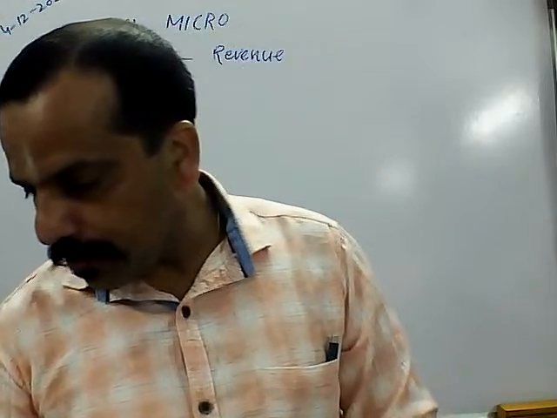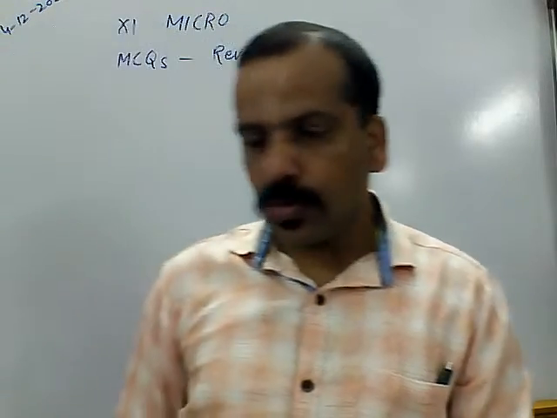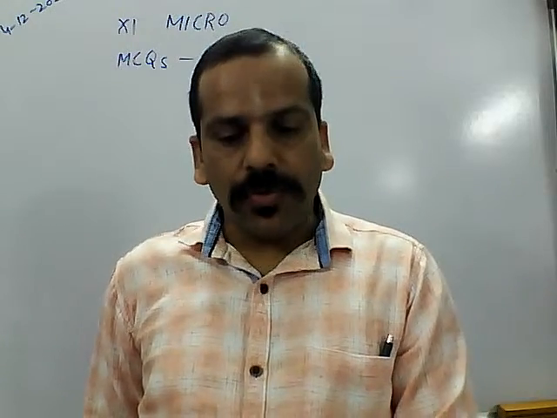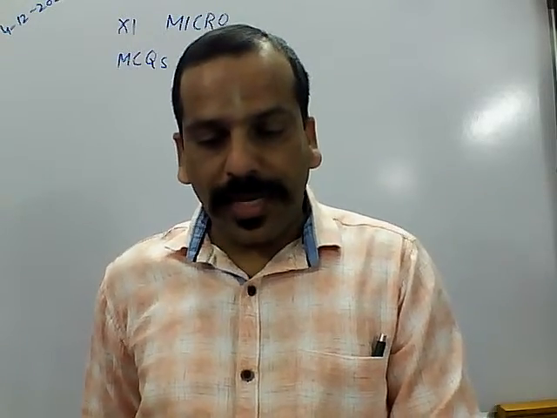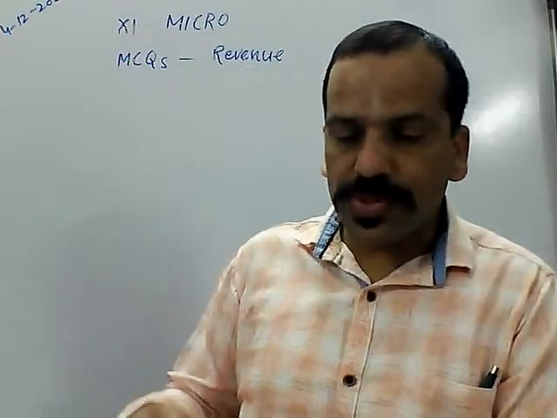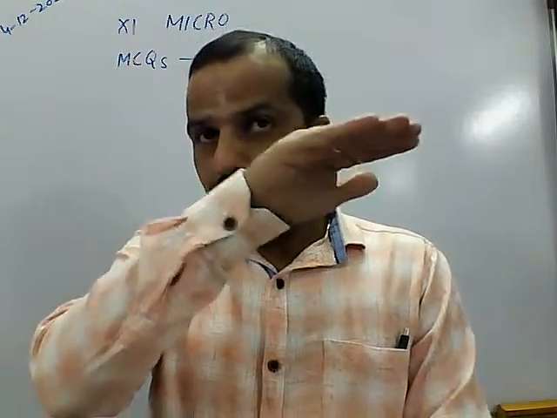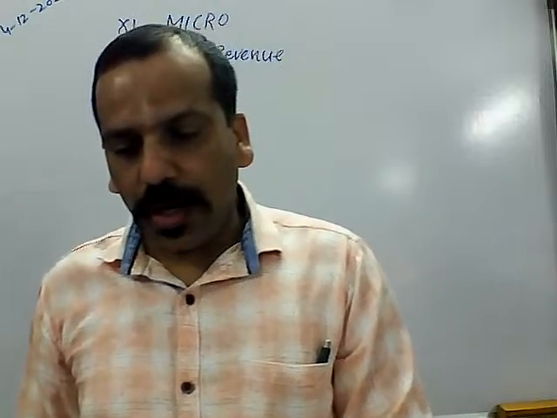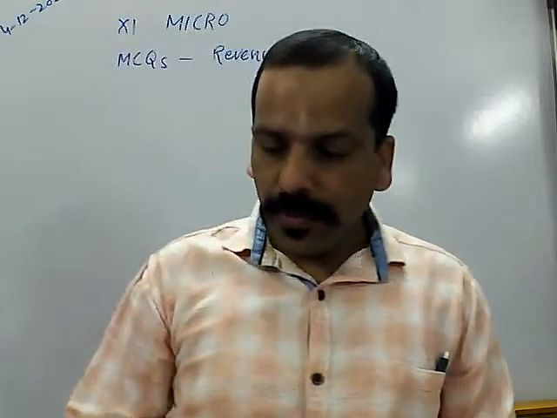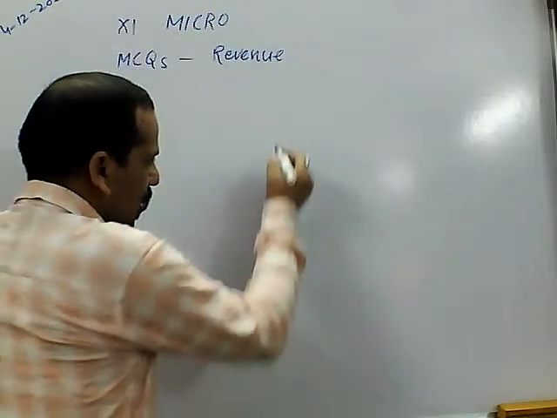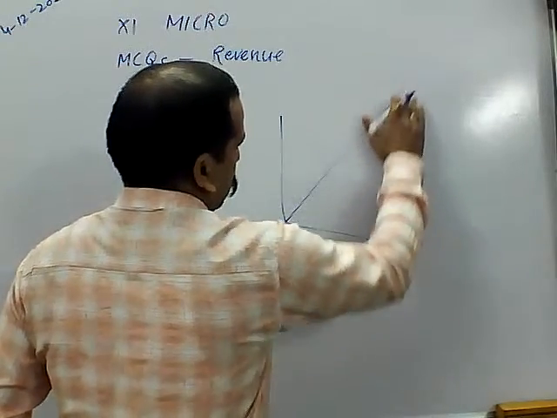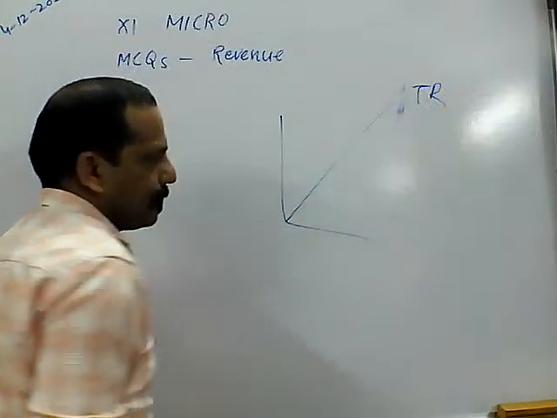Question number 14, beta. If a firm's total revenue curve takes the form of a straight line, total revenue straight line, which passes through the origin, straight line, TR.